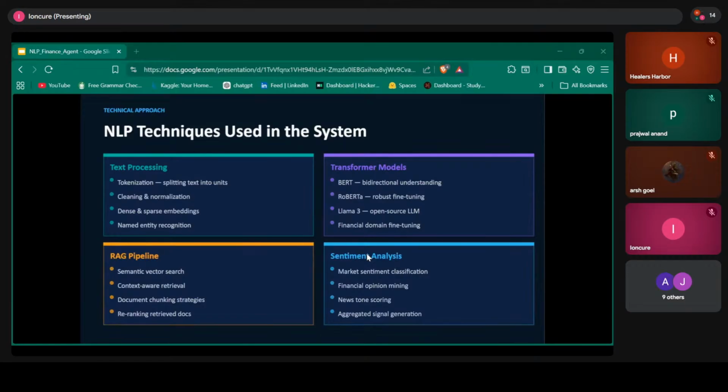Instead of asking the LLM to answer purely from its training data, which could be hallucinated, we retrieve fresh, relevant documents at query time and inject them as context. Finally, the sentiment analysis module classifies the tone of financial news and analyst commentary, generating signals that an agent can reason about when forming research summaries.